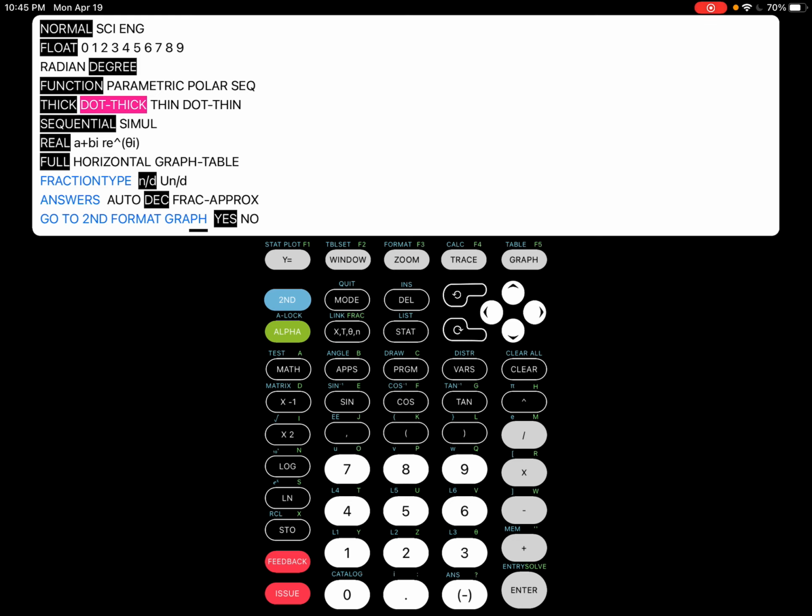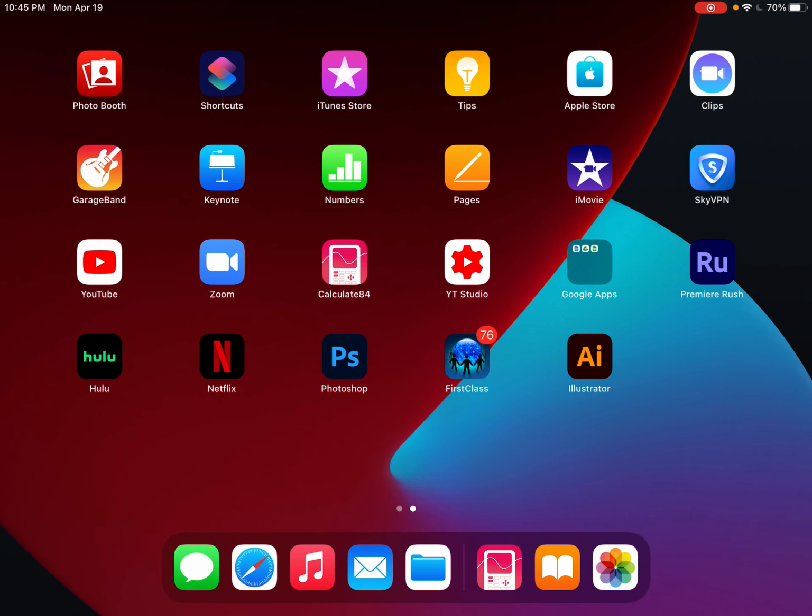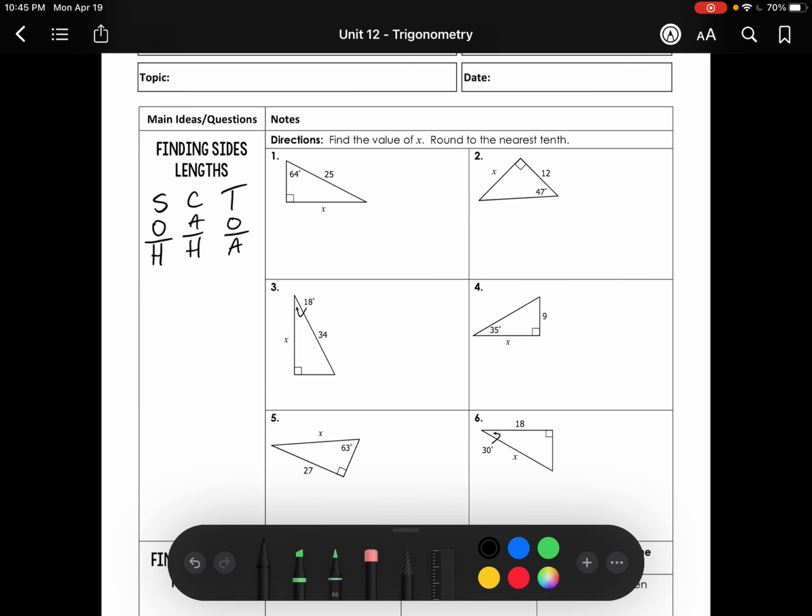The reason that we want this set is we're going to be working with degrees, just like in our worksheet, where the angles that we're given are in degrees. We're not going to be working with radians in Algebra 2, so just make sure that it is set to degrees. Because if you don't have it set to degrees, you're going to get the wrong answer.